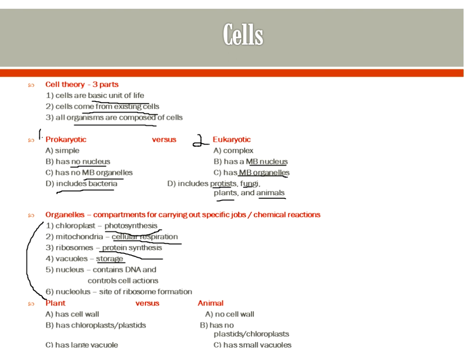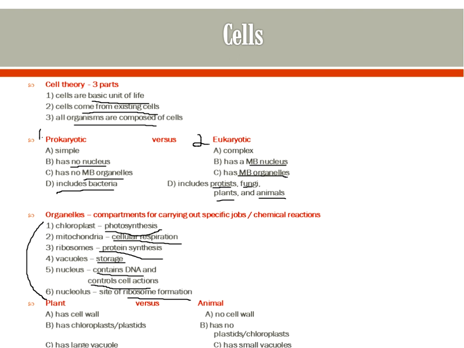And we know what the nucleus is. That contains our DNA, and it really controls everything. It's the brain of the cell. And the nucleolus is the center of the nucleus where ribosomes are formed. And then on the bottom, sorry, I got cut off just a little bit.